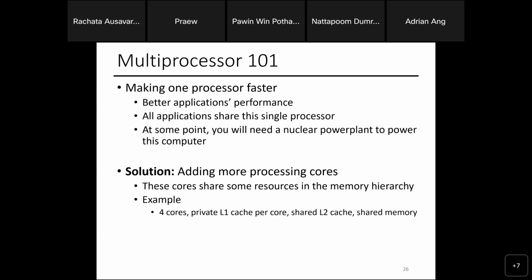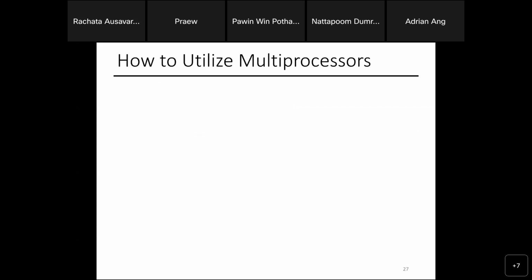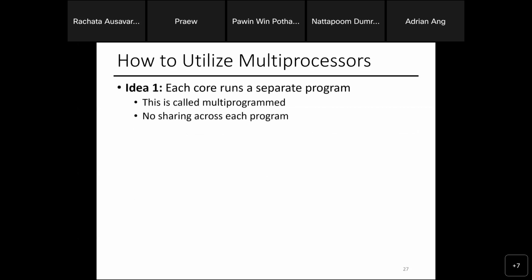Awesome, right? So we can add more processing cores, and the cores share some resources. For example, we can have a four core CPU, each core with a private L1. Then they share the L2, right? Then they also share the memory. So to utilize them, go back to module one. You map the threads to all the CPU cores, right? Simple. We can also run multiple programs.